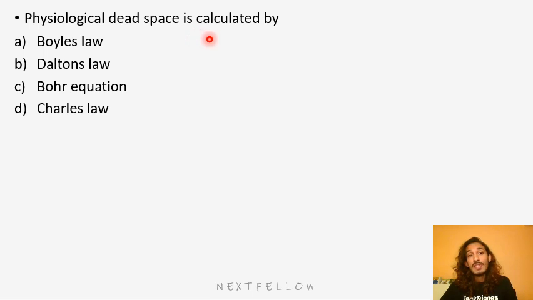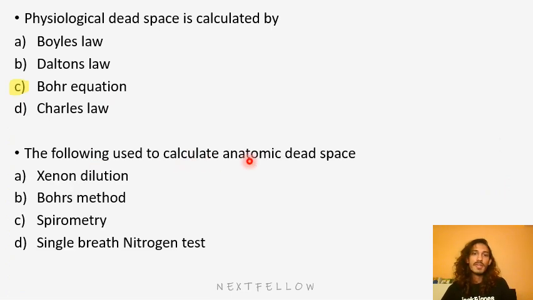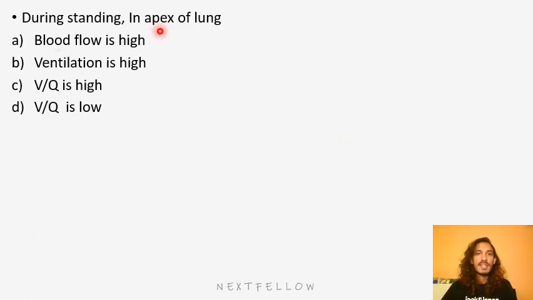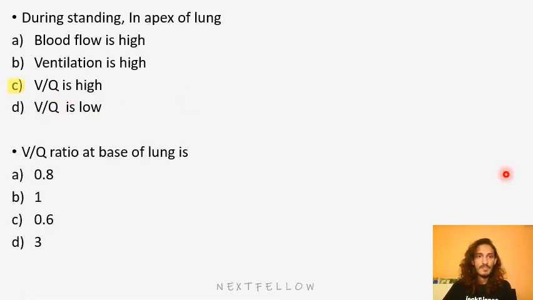Physiological dead space is calculated by, for physiological, the Bohr equation. Following used to calculate anatomic dead space: anatomic is your single breath nitrogen. During standing, in the apex of lung, blood flow is not high, ventilation is also not high, but ventilation by perfusion is high. So that is the answer. Ventilation perfusion ratio at base of lung: base of lung is 0.6. Apex is 3 to 3.3. Average is 0.8.